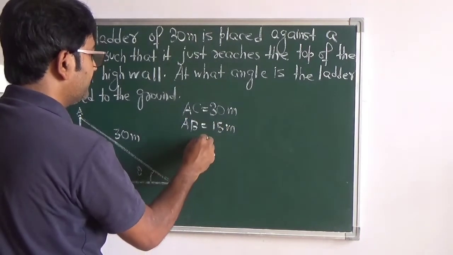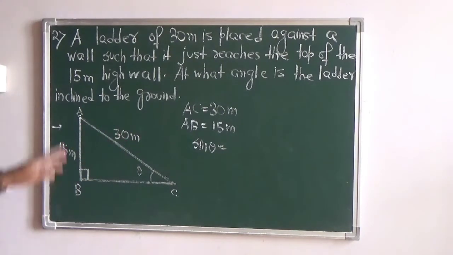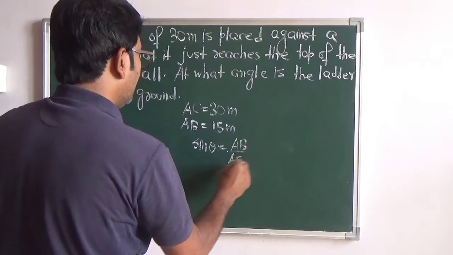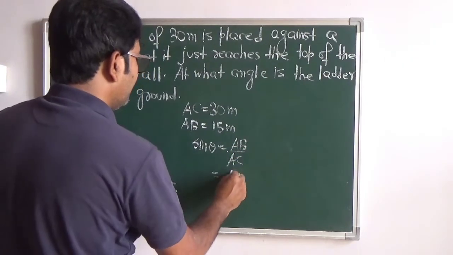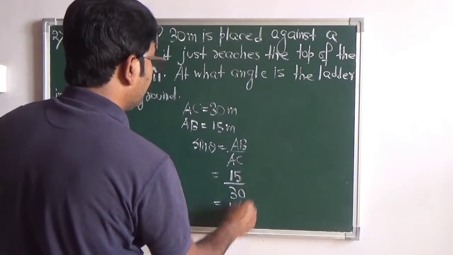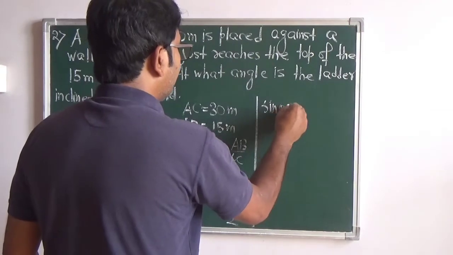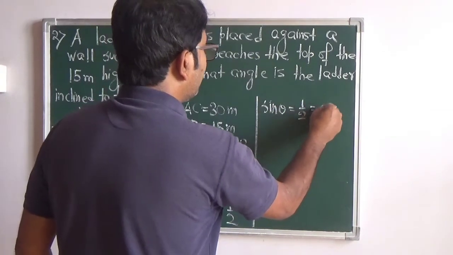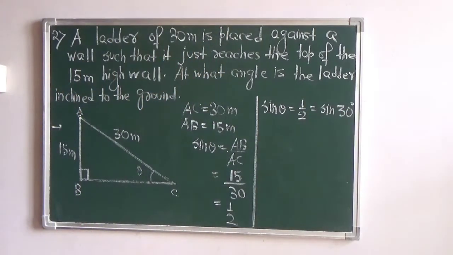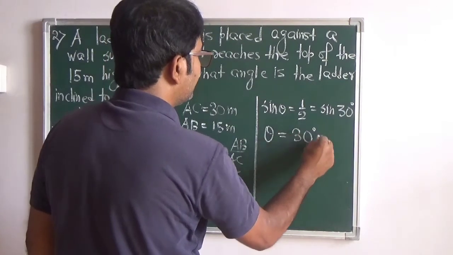Now what ratio will we apply? Sin theta is perpendicular by hypotenuse. So you can write AB by AC. Now what is AB? 15, and what is AC? 30. And that is 1 by 2. So if you refer to the ratios of the standard angles, sin theta is half, and half is the sine of 30 degrees. So again here we have theta equals 30 degrees.